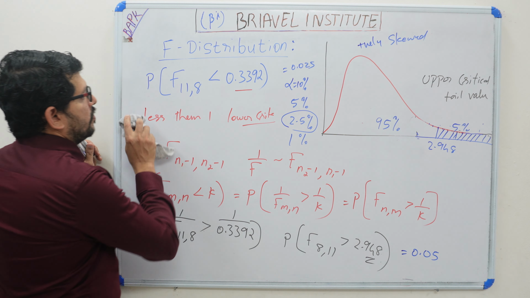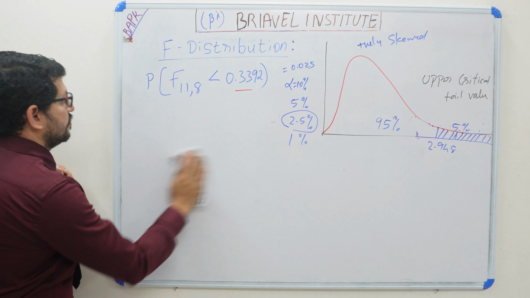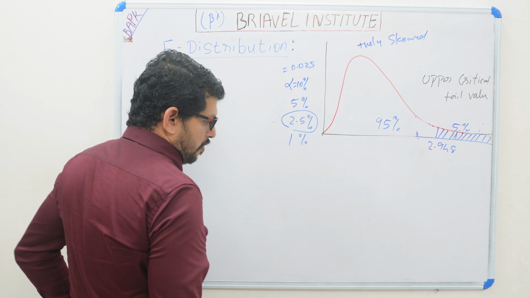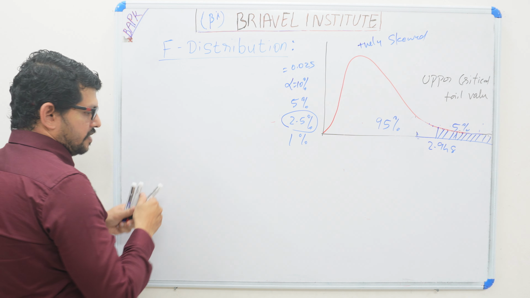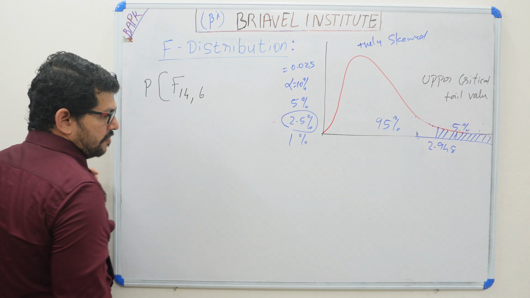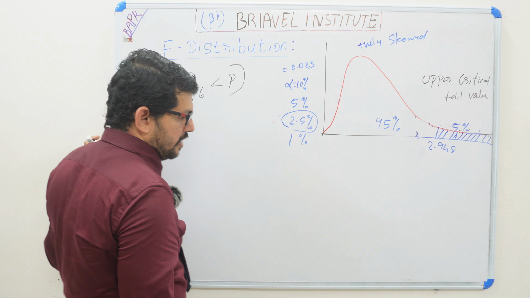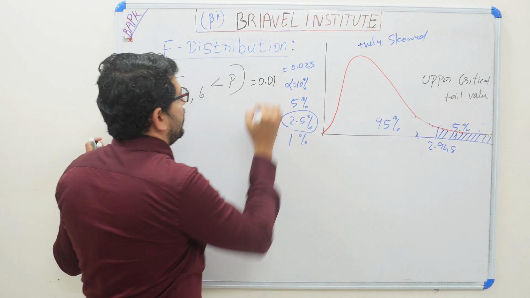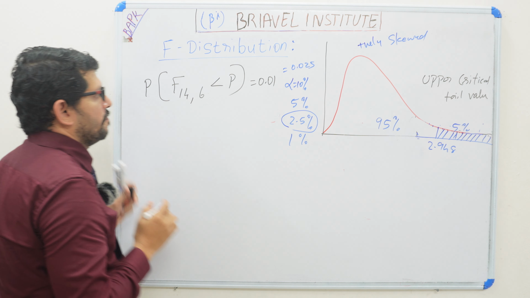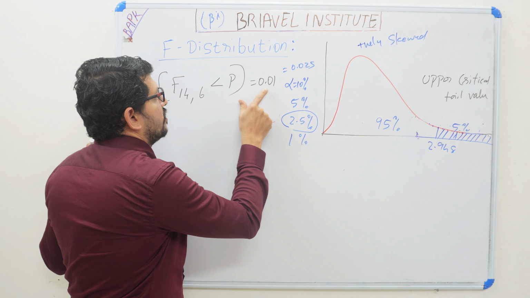And we can do one more problem in the lower critical level. Probability of F(14, 6) less than p. It is given at the 1% significance level, 0.01. So we need to find what the value is. It is a less than symbol, and we understand the 1%, so it is 0.01.